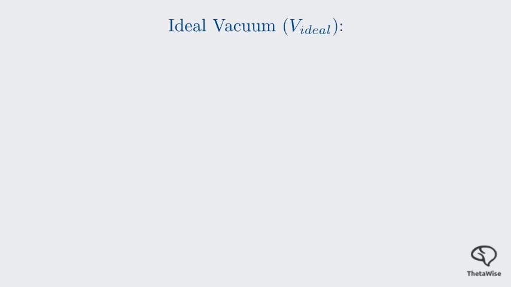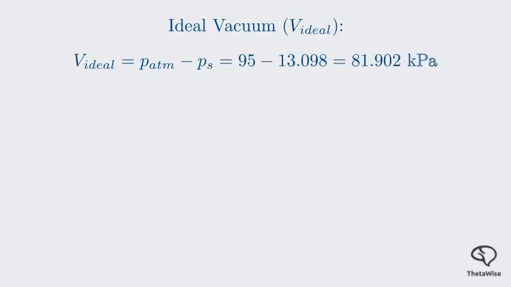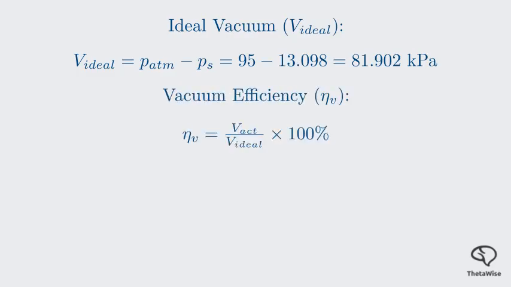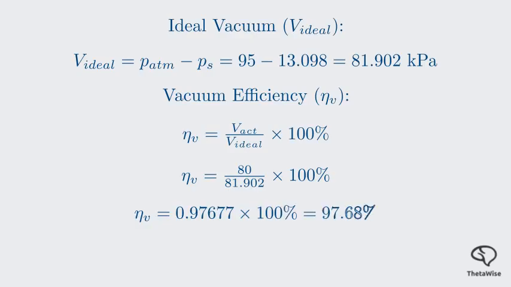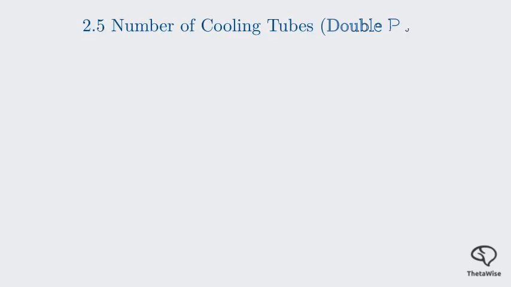Let's look at how to calculate vacuum efficiency. First, we find the ideal vacuum. The ideal vacuum equals atmospheric pressure minus saturation pressure. Now let's define vacuum efficiency. It is the actual vacuum divided by the ideal vacuum times 100%. Substituting the given values into the formula, calculating this gives about 0.97677 times 100%, which is 97.68%. So, the vacuum efficiency is 97.68%.